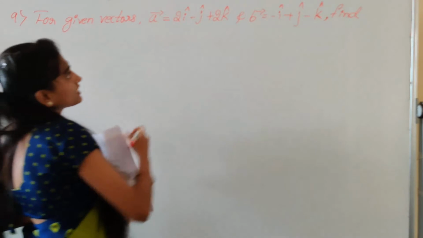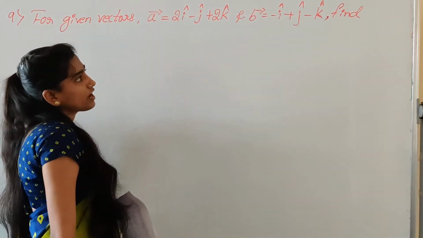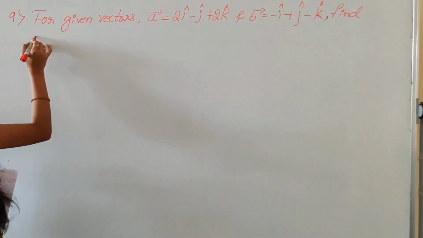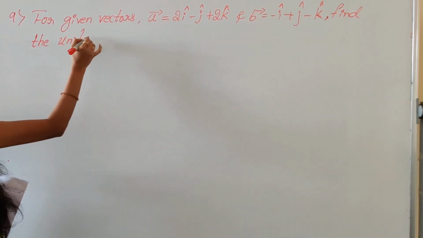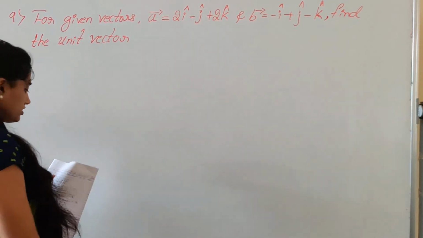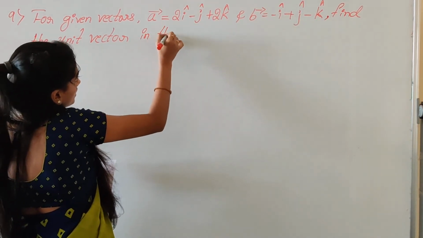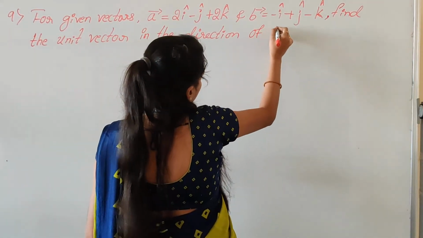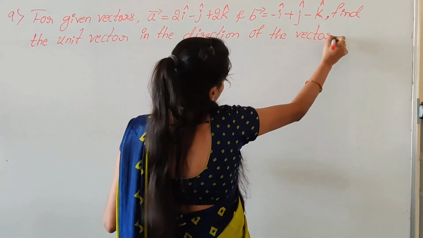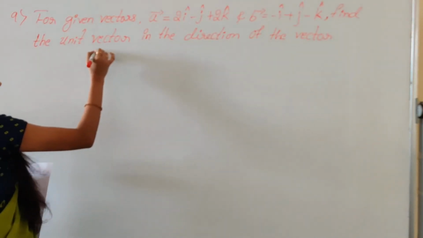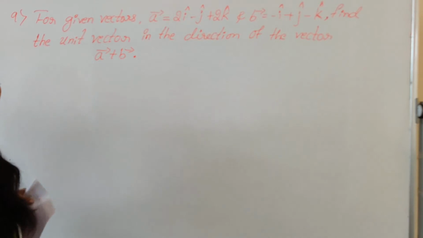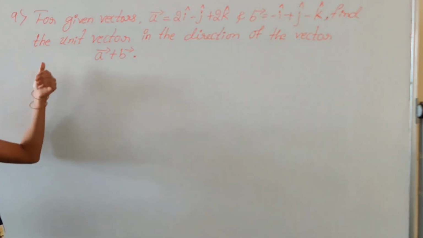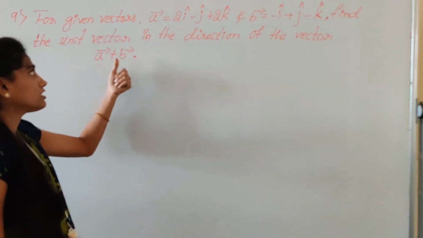For given vectors, vector A is equal to 2 i cap minus j cap plus 2 k cap, and vector B is equal to minus i cap plus j cap minus k cap. Find the unit vector in the direction of the vector a plus vector b. So here the question is, they have given vector a and vector b, and we have to find the unit vector in the direction of the vector a plus vector b.